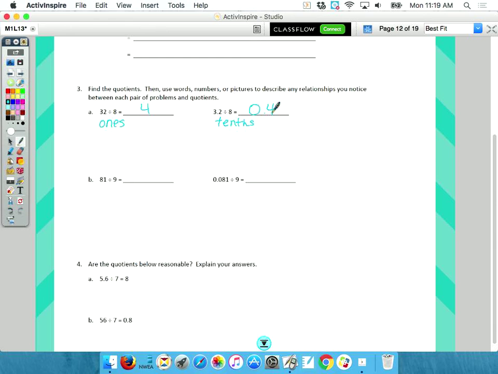Can I use my basic fact of 32 divided by 8 to answer this question? Yes. What's the only difference? The second one has a decimal.